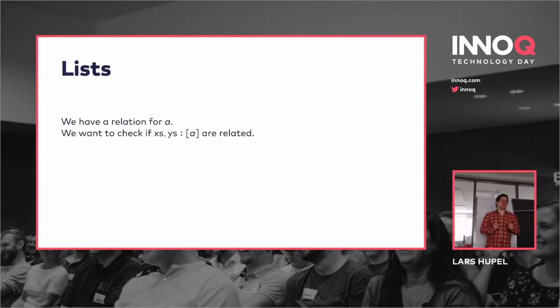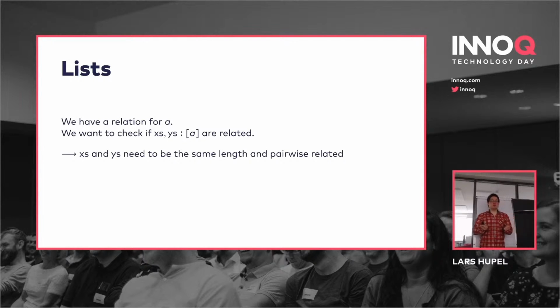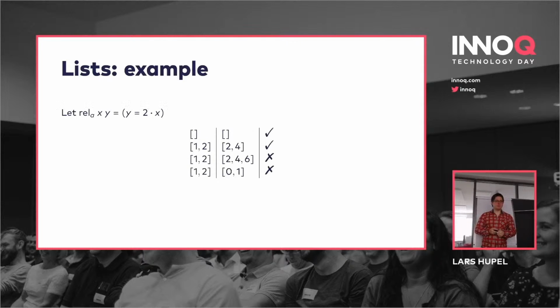And now we need to check if those two lists are related. And how do we define this? Well, x's and y's, those two lists need to be of the same length. And every element in those lists must be pairwise related. So the first element must be related to the first element, second to the second, third to the third, and so on.